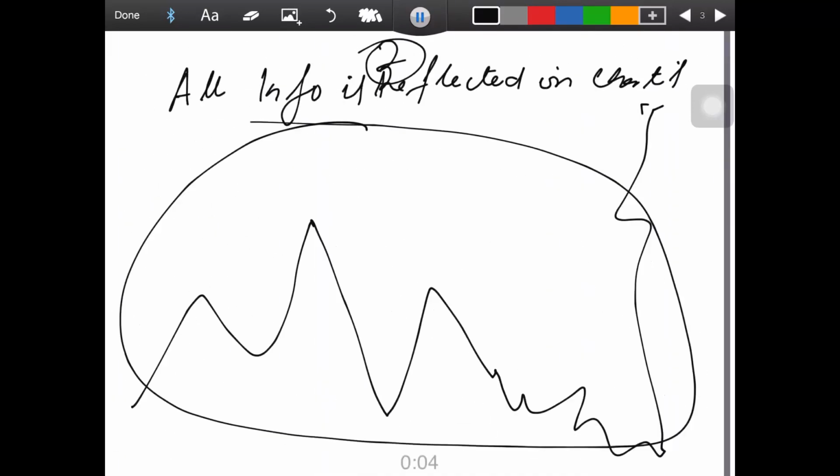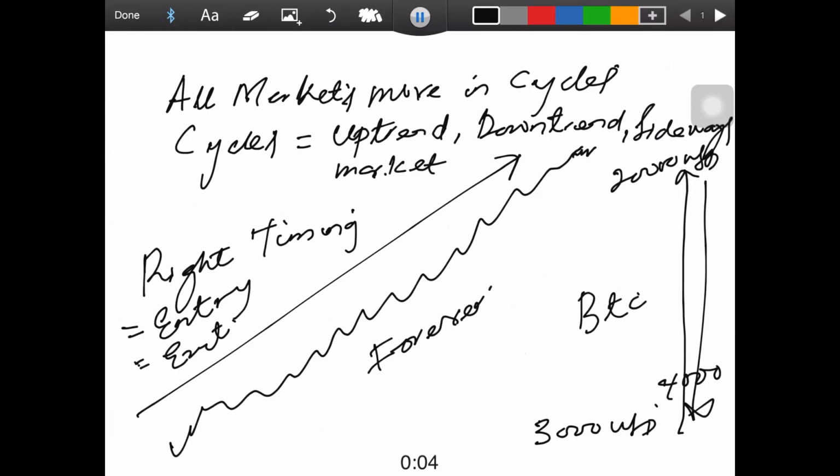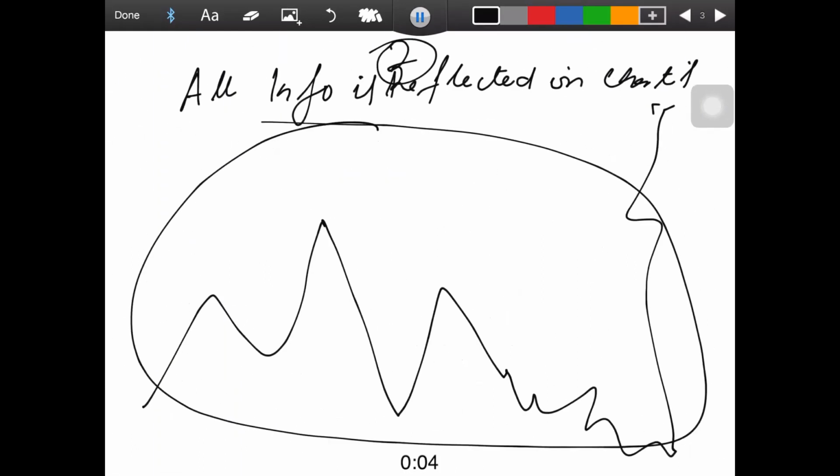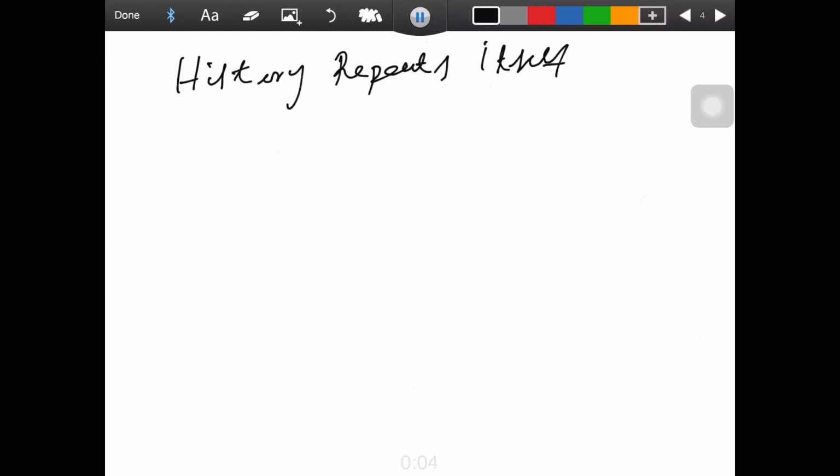Okay, principle number 1, all markets move in cycles. Principle number 2, all info is reflected on the charts. Principle number 3, history repeats itself. Now, this is one of the amazing concepts I have used to make so much money from cryptocurrency, from stock market, and from forex market. History always repeats itself.